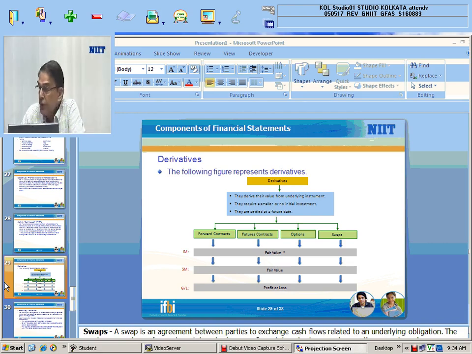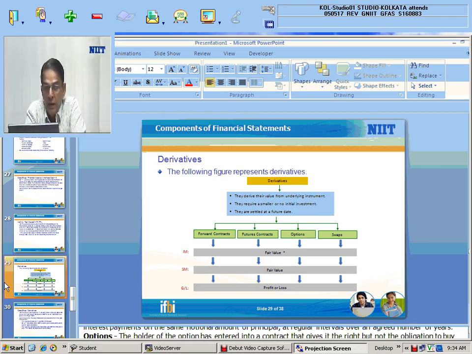And lastly, options. In this kind of contract, the holder of the option enters into a contract that gives the right but not the obligation to buy. In case of call option, if he has purchased a call option contract, then the holder has the right but not the obligation to buy. If he has purchased a put option contract, it has the right to sell but not the obligation to sell a specified amount of a specified commodity at a specified price.